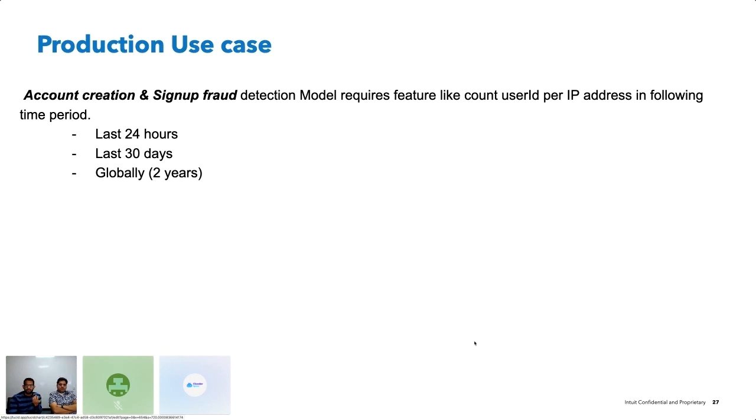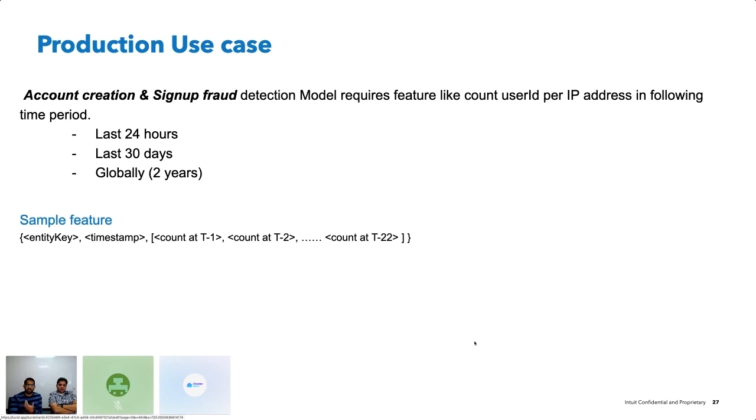So to give an overview of what this fraud detection is, if they want to write a feature like, for this particular IP, how many signups were happening in the last 24 hours, last 30 days, or over the period, whatever data is available, 2 years. Based on that, the model will take some decision.